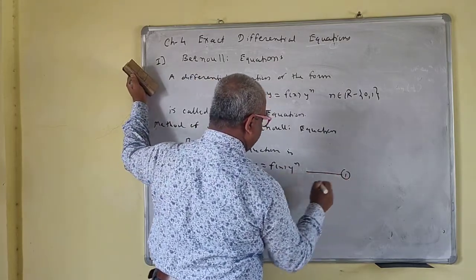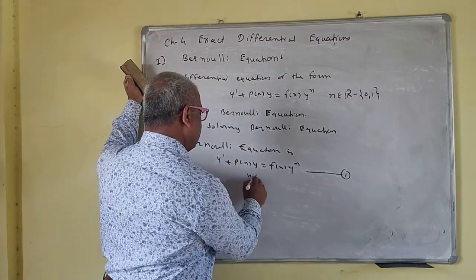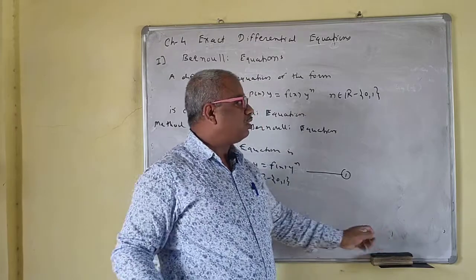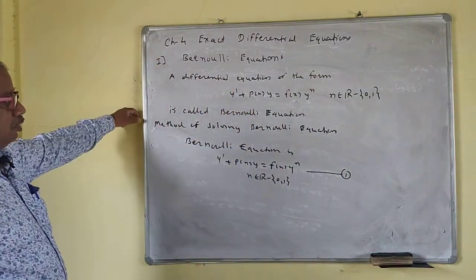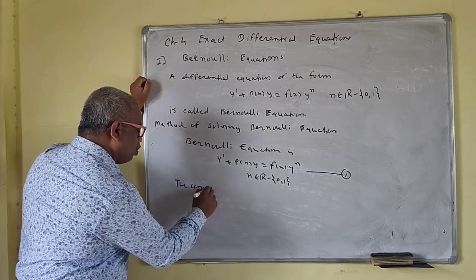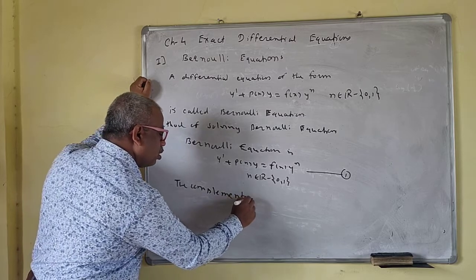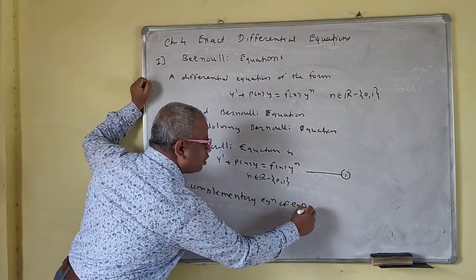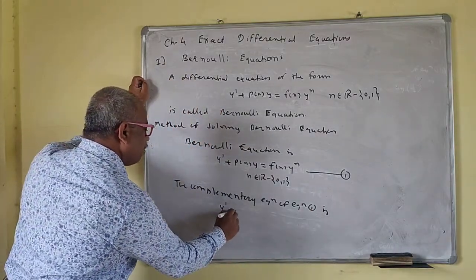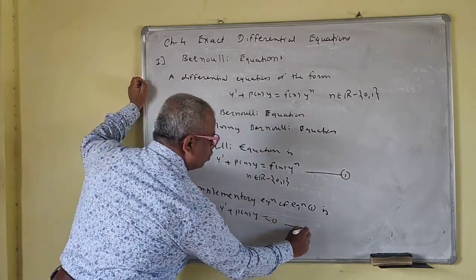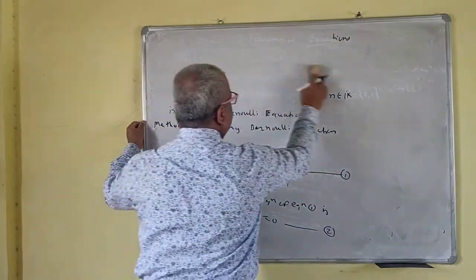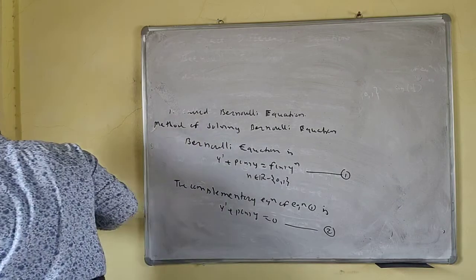We call this equation 1. So n belongs to R other than 0, 1. That means n is not 0, n is not 1. Note this. The complementary equation of equation 1 is y prime plus p of x times y is equal to 0. We call this equation 2.